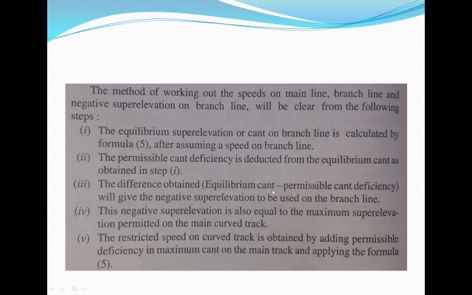The difference obtained, that is equilibrium cant minus permissible cant deficiency, will give the negative super elevation to be used on the branch line. The negative super elevation is also equal to the maximum super elevation permitted on the main curved track, right? The restricted speed on the curved track is obtained by adding the permissible deficiency in maximum cant on the main track and applying the formula 5. Formula 5 is nothing but what I showed you in the previous slides. So these are some of the limitations of super elevation and cant deficiency.